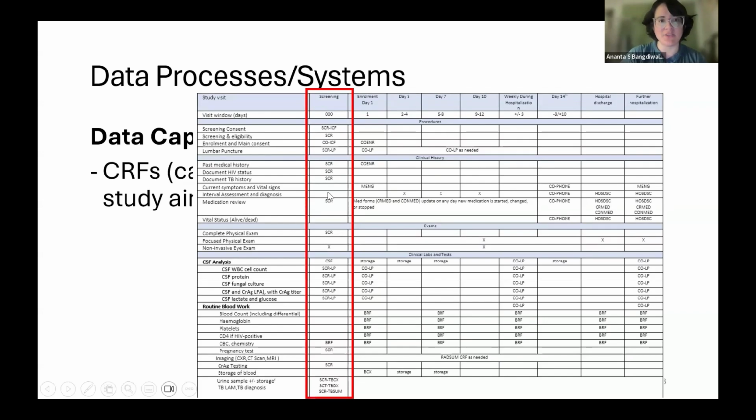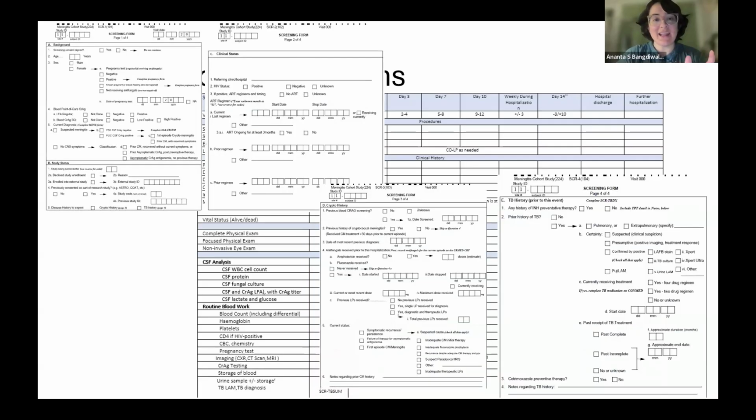We needed past medical history. We needed eligibility. We needed a physical exam, etc. So those things informed how we designed our screening form. And it ended up being 4 pages long. The first page had background, age, sex, blood point of care cryptococcal antigen, etc.